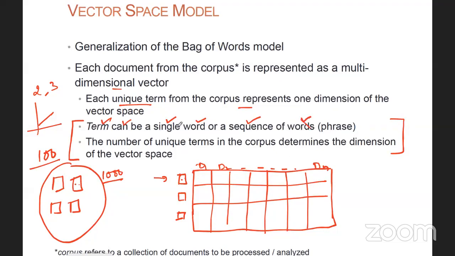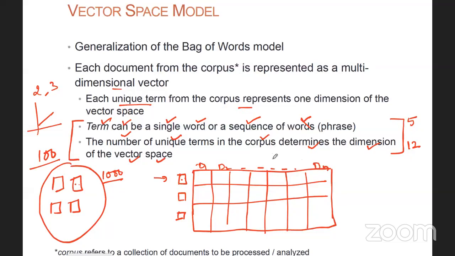So this is not a unique term. What is there? So 1, 2, 3, 4, 5. Five unique terms for the first sentence. Okay. 6, 7. Okay. 8, 9, 10, 11, 12. So for this corpus, the dimensions are 12. So I'll have 12 columns.